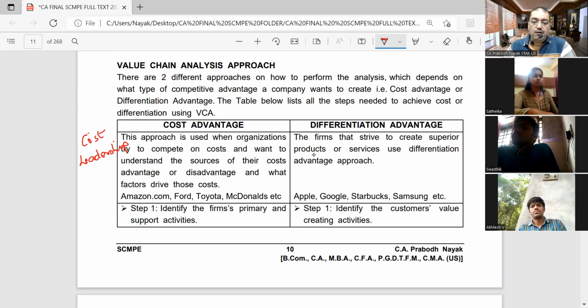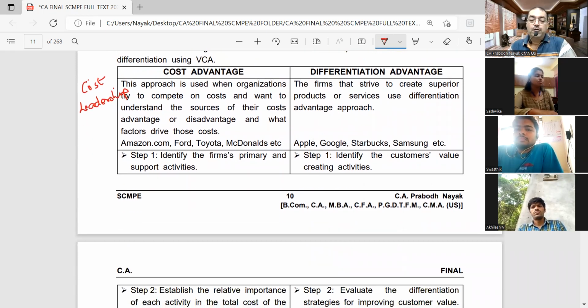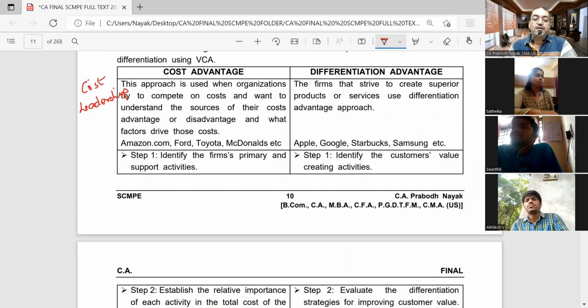So let us first try to understand from this given table what we are going to study here. Then I will make you write a detailed answer for cost advantage and for differentiation advantage. Let us look at the table now. The cost advantage approach is used when organizations have to compete on cost and want to understand the sources of their cost advantage or disadvantage and what factors drive those costs.